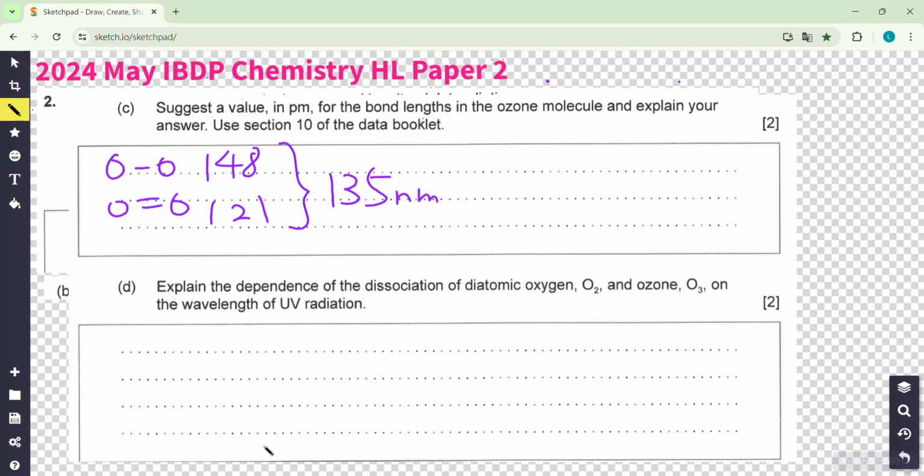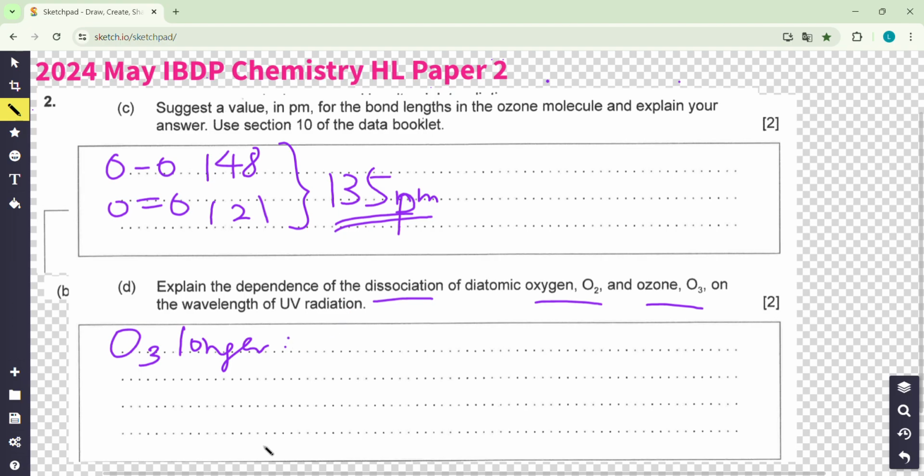And next one, explain the dependency of the dissociation, the breaking down, of oxygen and ozone on the wavelength of UV radiation. So they absorb UV radiation and they break. You have to think about which one is easier or harder to break. Remember ozone, 135, longer bonding, so it should be pm, sorry, I forgot. Longer bonding means far away, so less energy is required to separate them, right? So less energy to dissociate.